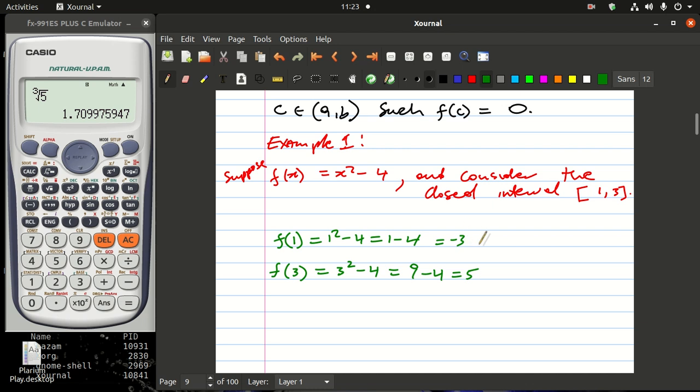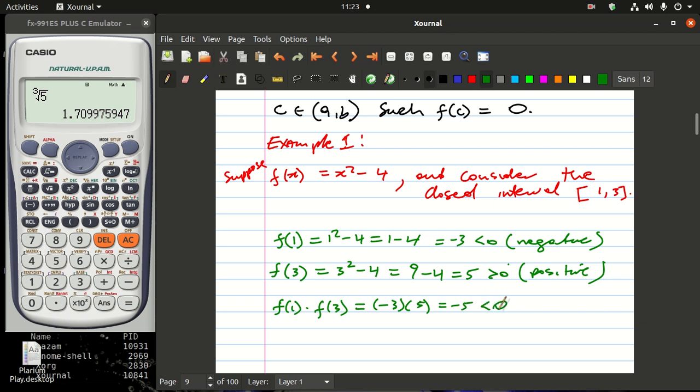You can see that this one here is less than 0 or negative, right? And this one here is greater than 0 or positive. So what is important here is that one of these 2 outputs must be positive and one must be negative. It doesn't matter. This can be negative and that one is positive. At least one must be positive and one must be negative. And if I take f of 1 multiplied by f of 3, I am going to get what? Minus 3 times positive 5. This is going to be minus 15, which is less than 0.